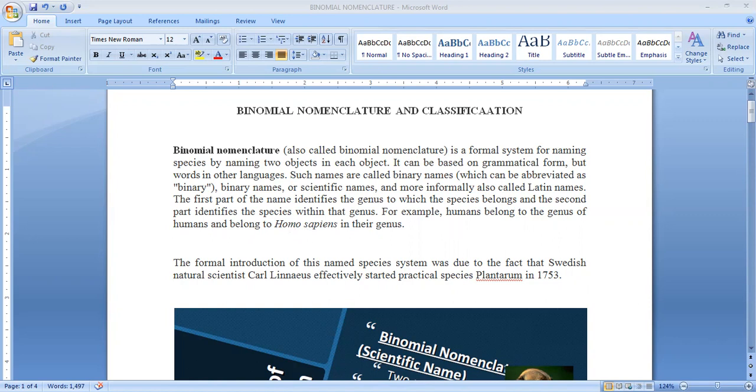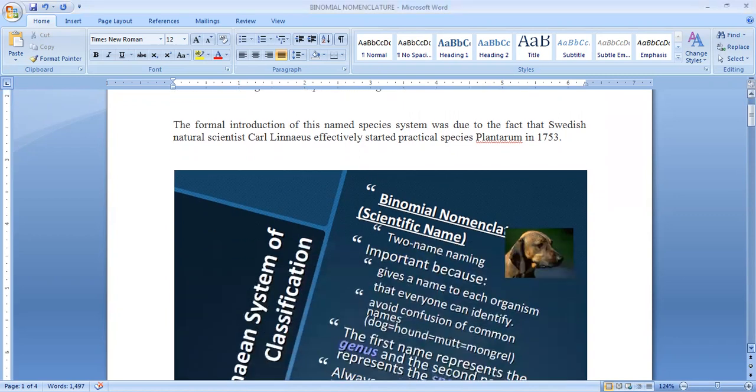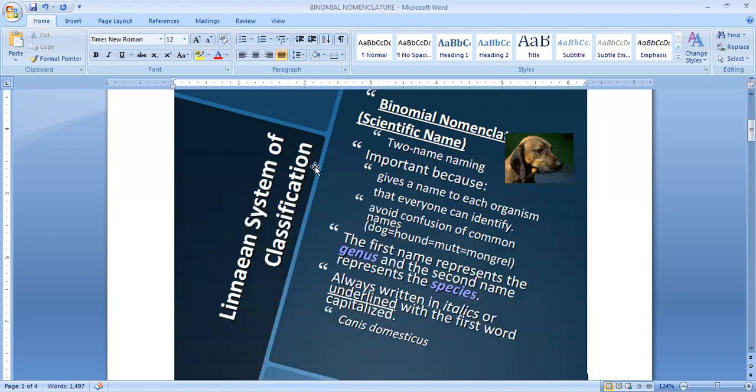The formal introduction for binomial nomenclature was given by the Swedish natural scientist Carl Linnaeus in 1753. So here we have the Linnaeus system of classification. Binomial nomenclature, the scientific name, means there are two names. They are important because they give each organism a name that everyone can identify. The confusion of common names can be avoided by binomial nomenclature.